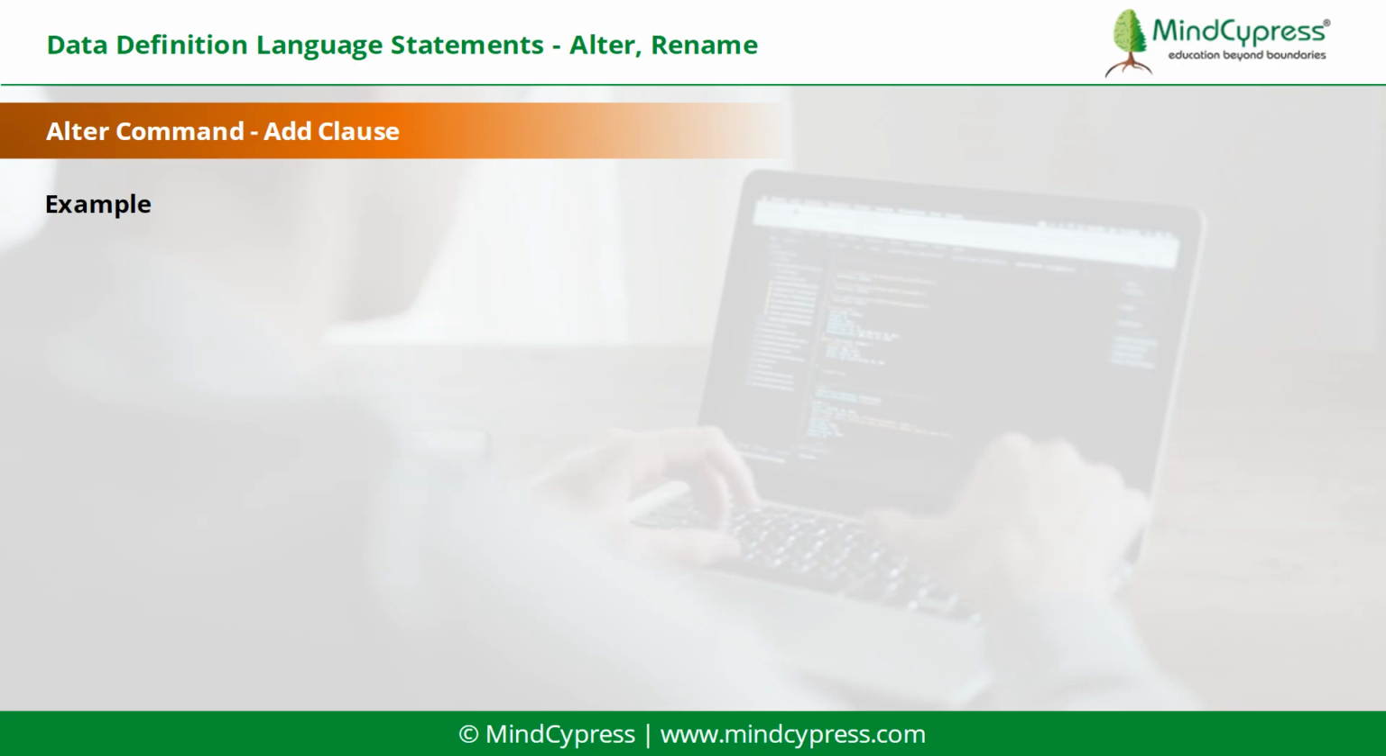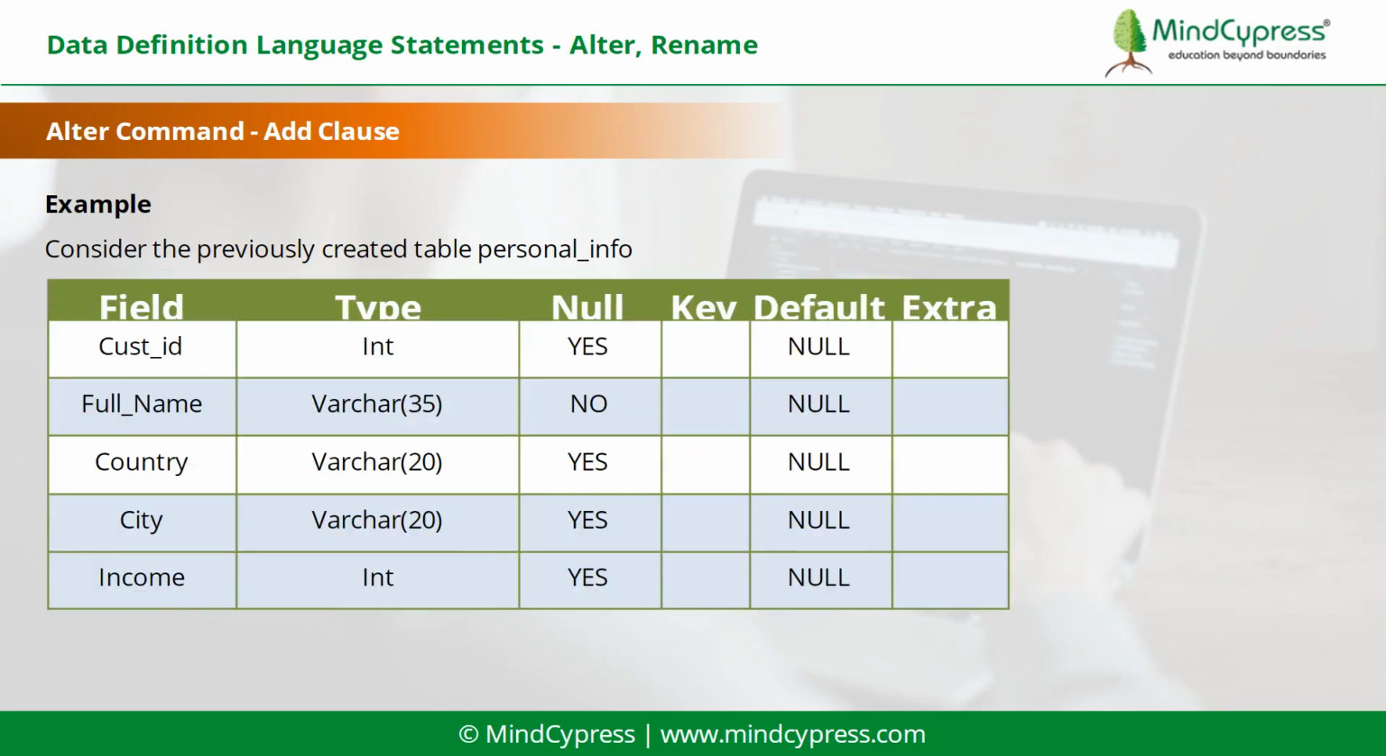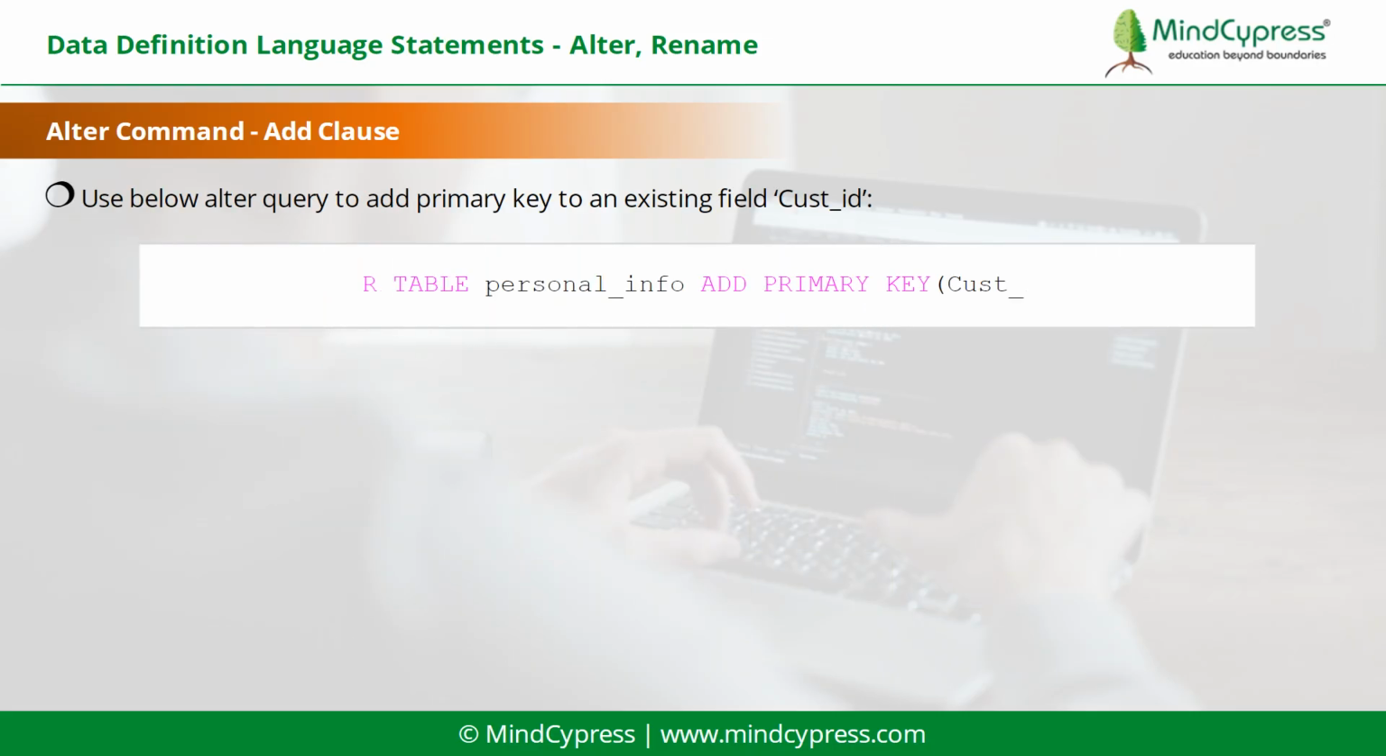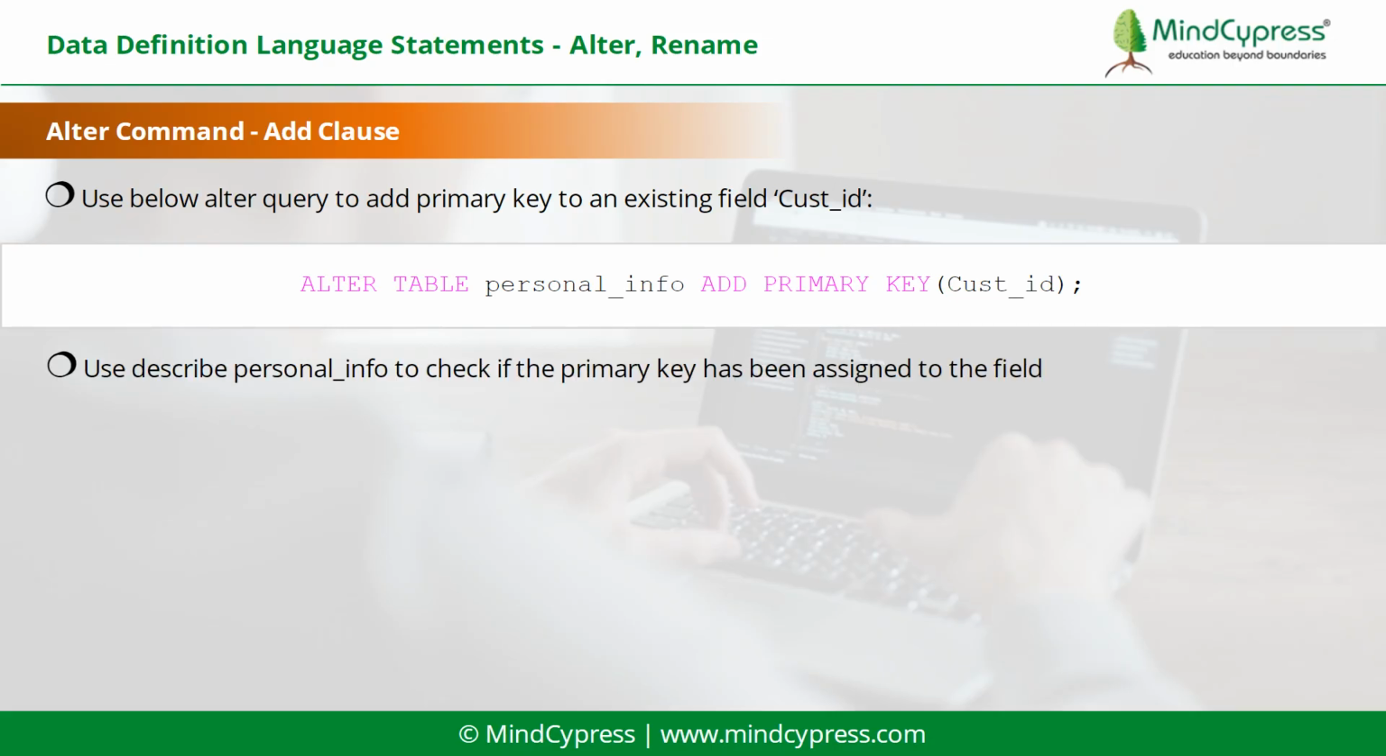Example. Consider the previously created table personal info. Here we need to declare customer ID as primary key. Use the below alter query to add a primary key to an existing field, customer ID. Use describe personal info to check if the primary key has been assigned to the field.